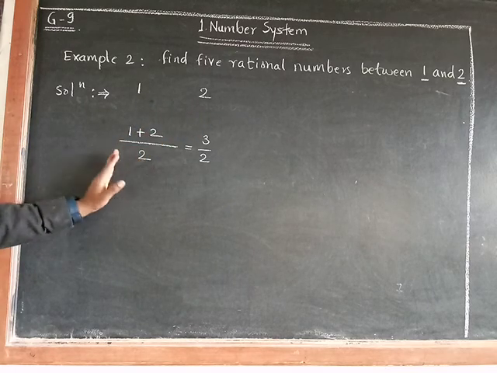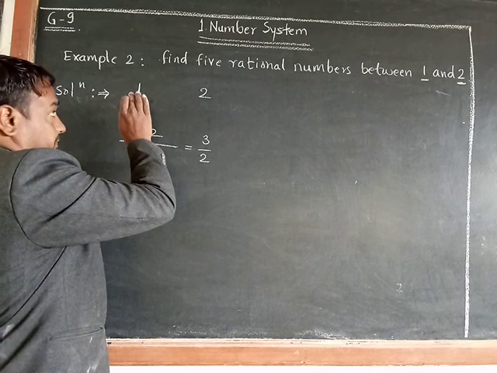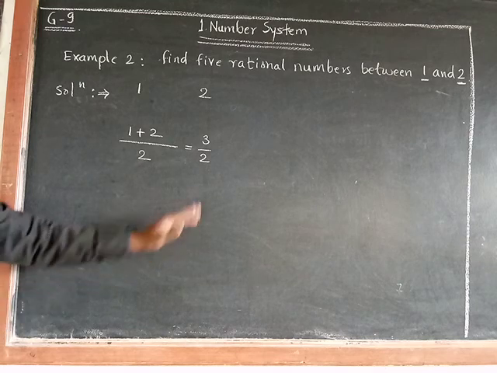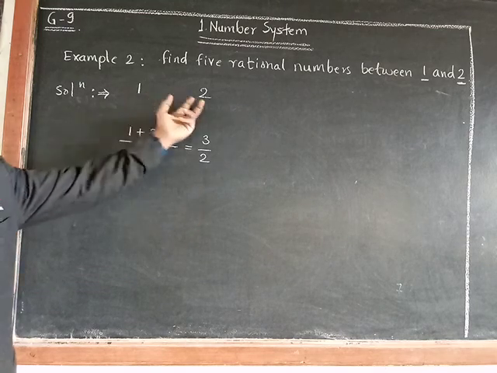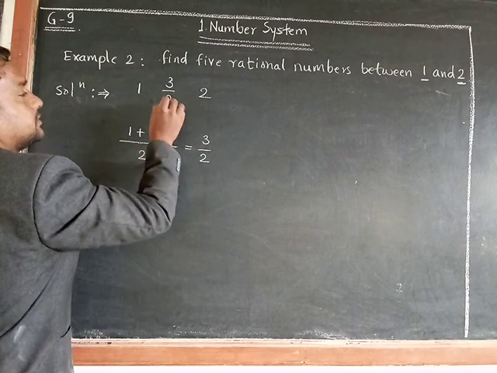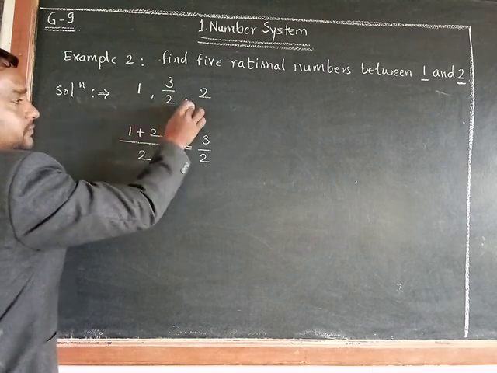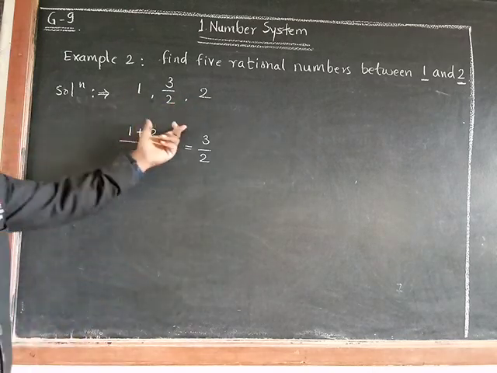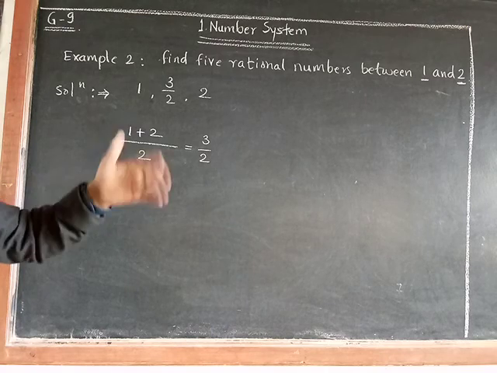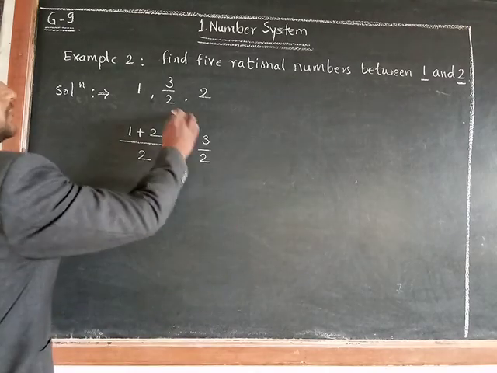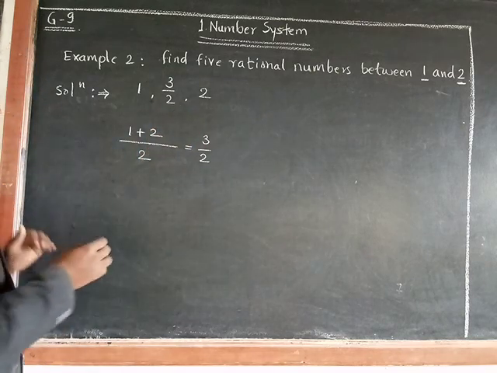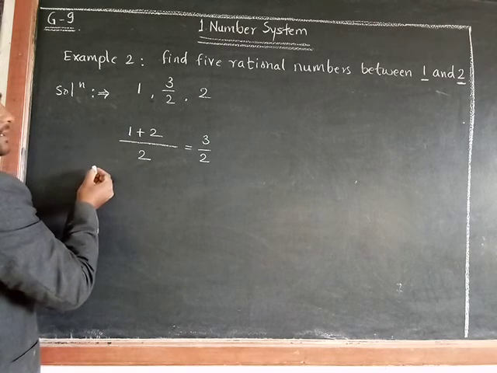It is the first method in which we add the two numbers to each other and divide by the number 2. Then we get one number which is between those two numbers. So here we got one number, 3 upon 2, between 1 and 2. Again, if you want to find more numbers, because here we found just one, now we have to find 4 more numbers. So we add two numbers and again divide by 2 to find another number.